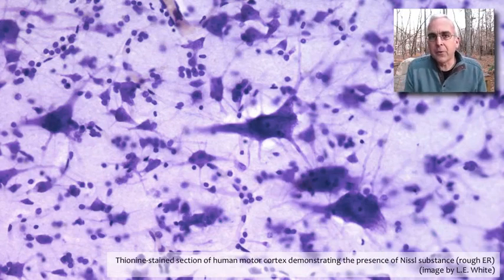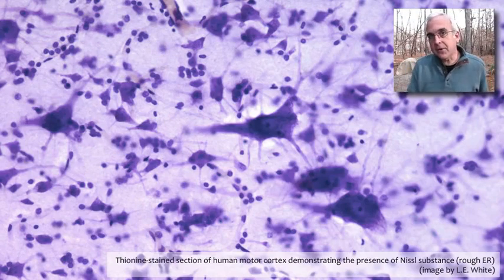To do that, I'm going to show you a slide that I prepared some years ago through the motor cortex of the human brain. So we're looking at just a few hundred square microns of tissue that has been stained with a particular dye called thionine to reveal the presence of what we call Nissl substance, which is basically the rough endoplasmic reticulum, or the machinery that's making proteins within cells. So it's just a great way to look at the cells that are present in tissue and to appreciate something about the composition of this tissue.